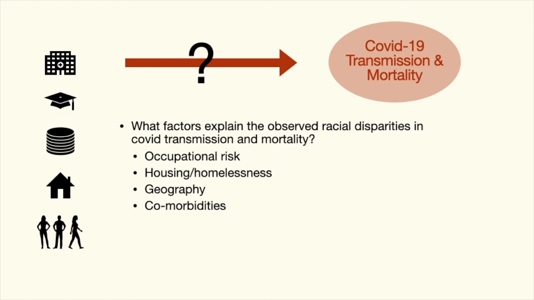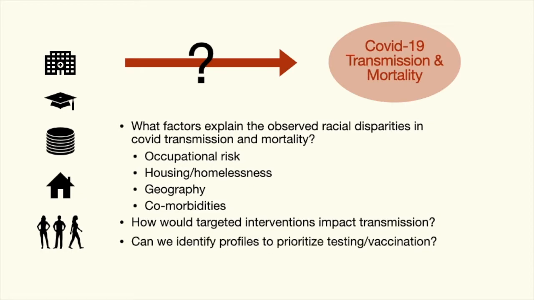And finally, we'd like to better understand the extent to which comorbid health conditions such as diabetes and heart disease contribute to disparities in the COVID death rate. We believe that better understanding the source of the observed disparities in COVID outcomes will help inform our mitigation strategies, such as targeted interventions and vaccine prioritization.